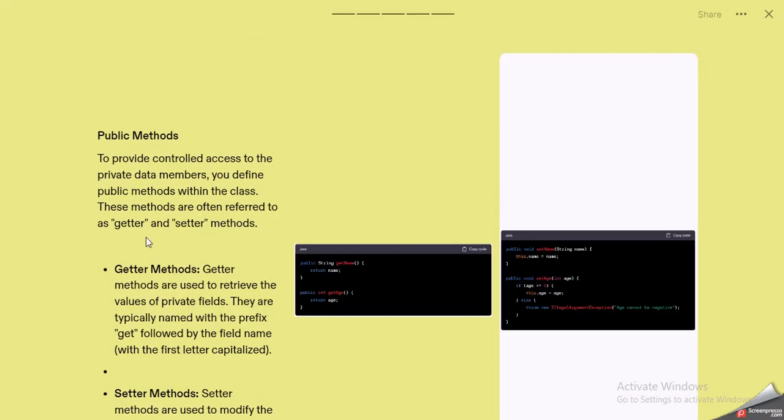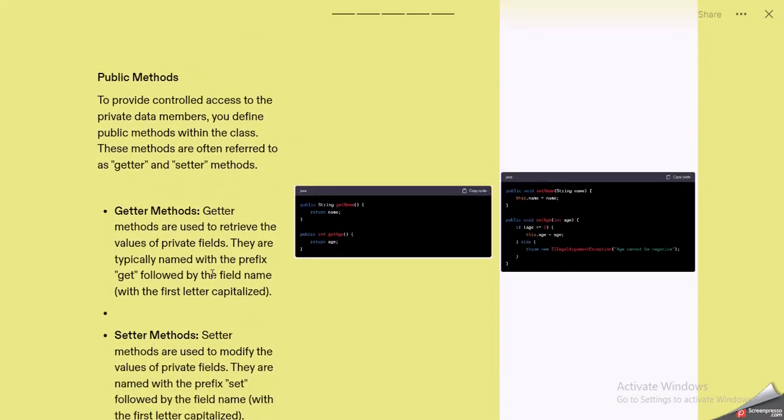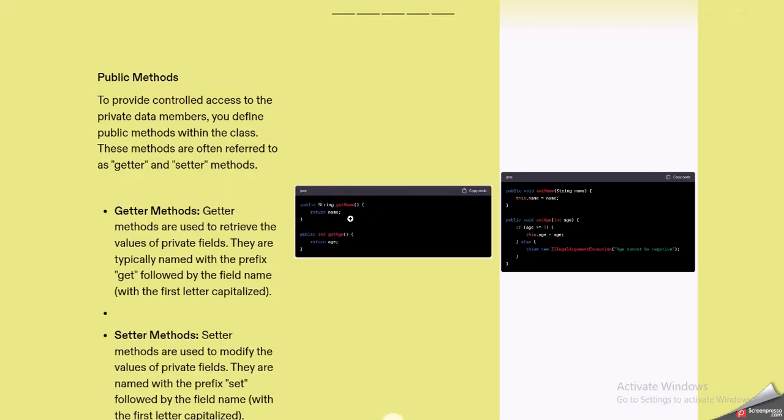Getter methods are used to retrieve the value of private fields. As I said, they get something, so they return something. As you can see in this image, in getName we are returning name, and in getAge we are returning age. So getter methods, or get methods, return something.